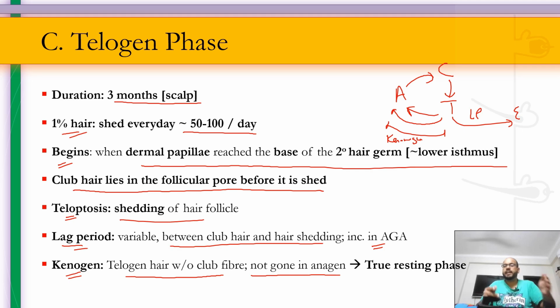Okay, so telogen can bifurcate into two parts: exogen if the hair is shed, and kinogen if the hair will not be shed and will enter the anagen phase again. And that is why kinogen is known as true resting phase. Why resting phase? Because the follicle is resting and preparing for the next anagen phase. It is now signaling its stem cells to divide so that you can have a new population of cells which will start the next anagen phase of the cycle.